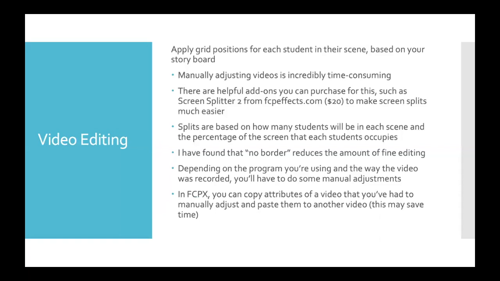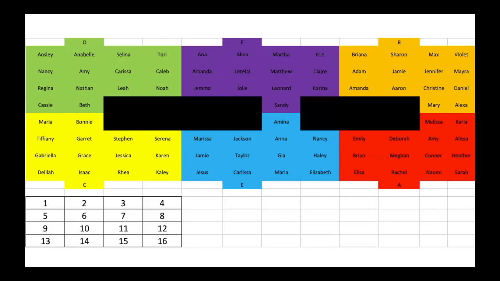So once you decide who's going to be in which scene, you're going to apply grid positions to each of those students based on your storyboard. You're going to look back here and go, oh, well, my first person, Ainsley, is position number 1. So I'm going to assign her position number 1.